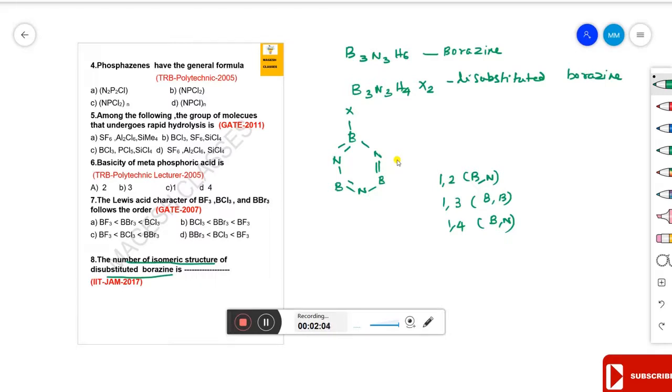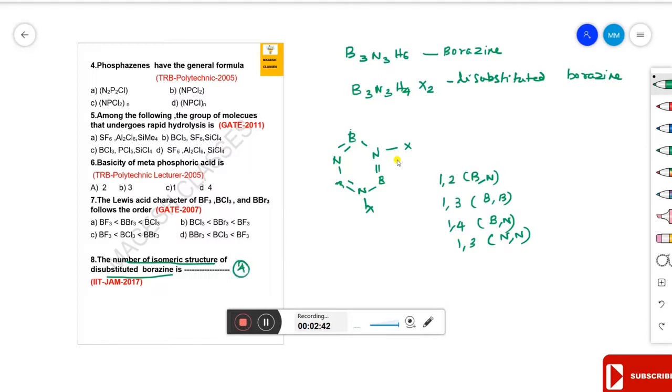Here you get boron, here X, so again it is 1, 3, boron, boron. The same structure is repeated, so this is not possible. Then where the two substitution groups are present on this X and X, it is also 1, 3, but the position of substitution is N, N. So the total number of isomers is 4.